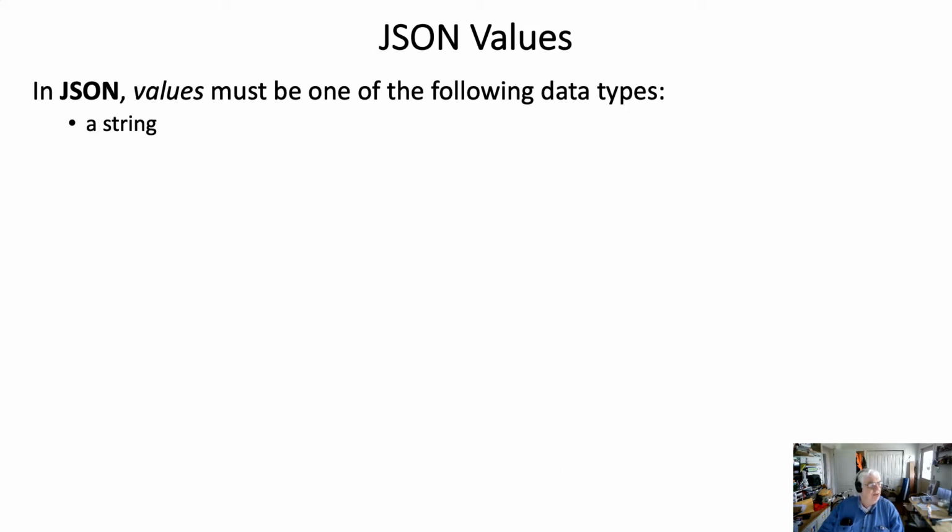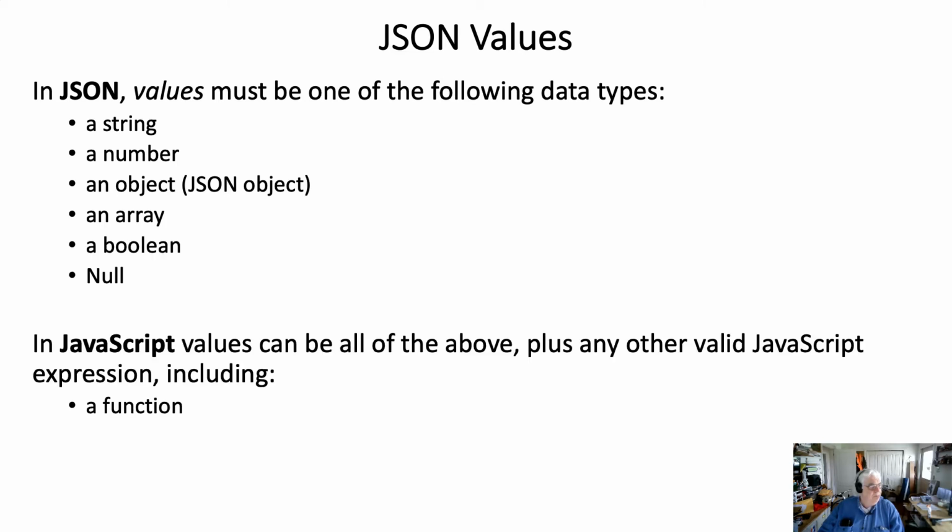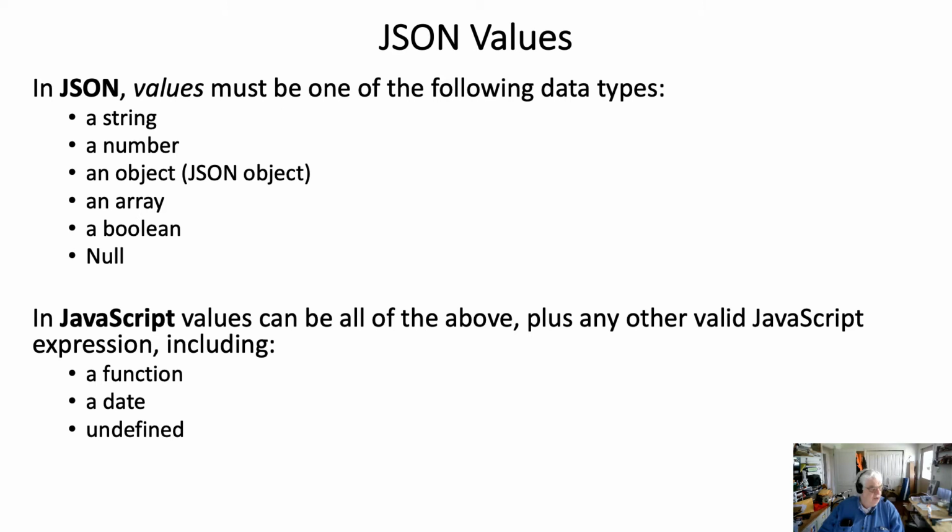In JSON, values must be one of the following types: a string, a number, an object, which is really powerful because you can have JSON objects inside JSON objects, an array, a Boolean, or a null. In JavaScript, values can be all of the above, plus any other valid JavaScript expression: a function, a date, or undefined.